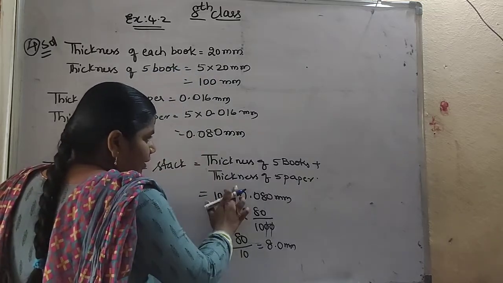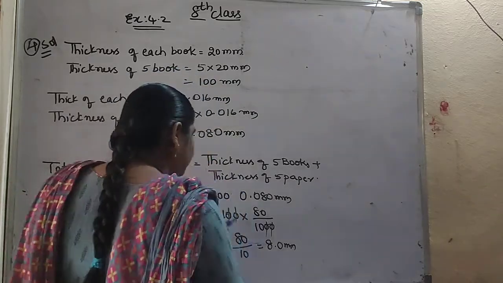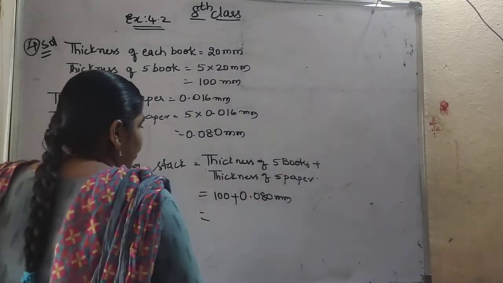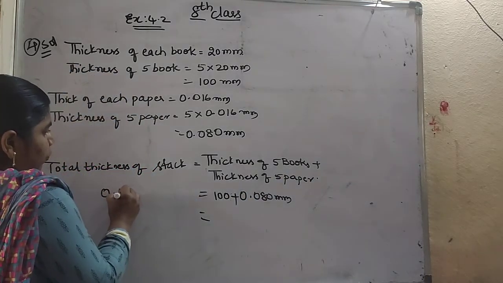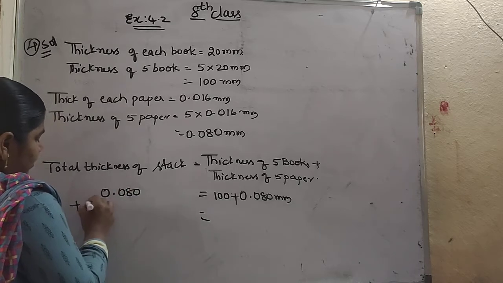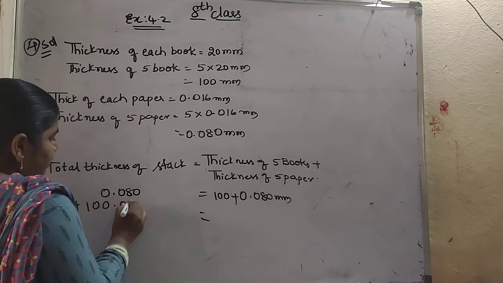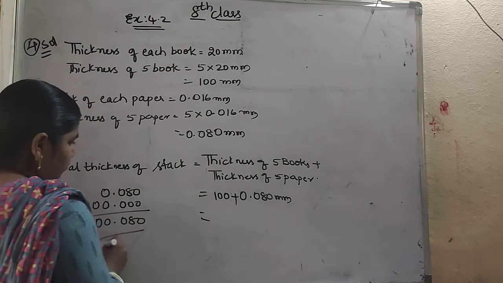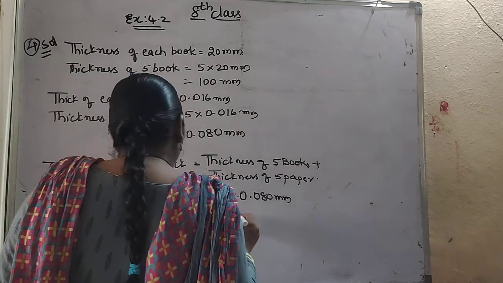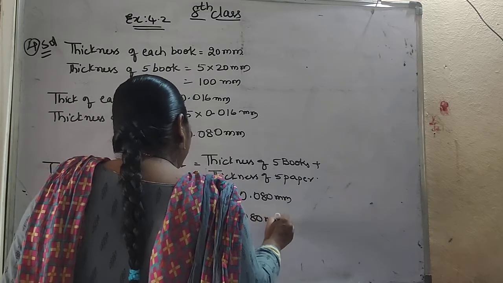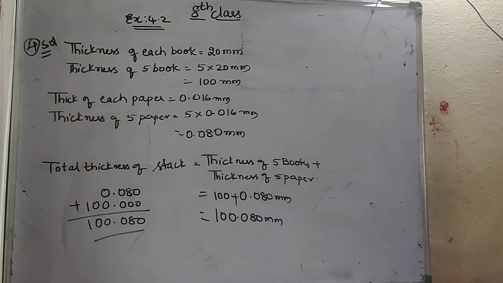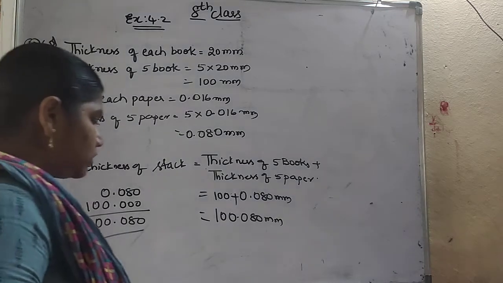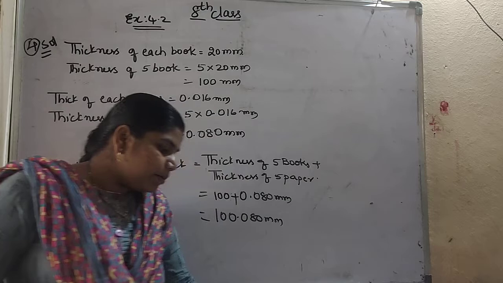Sorry, we have to add here. Plus, now we have to add. So it will be 0.080 plus 100.000. So it will be 100.080 millimeters. So what is the thickness of a stack? Thickness of a stack is 100.080. So with this, our fourth question is completed.